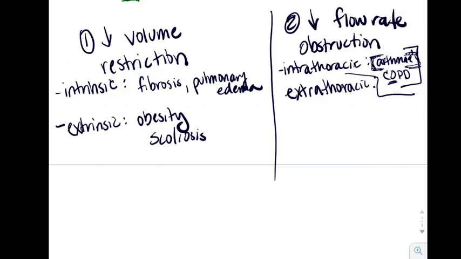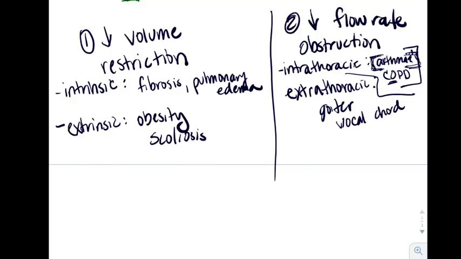And there's also extrathoracic, takes place outside the lungs. That could be from a swollen thyroid or goiter. It could be from vocal cord problems.